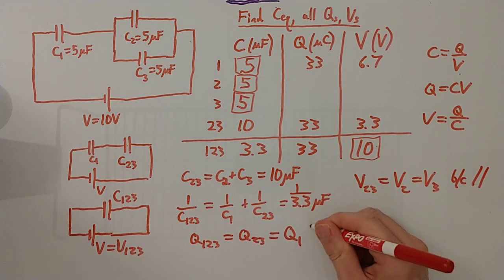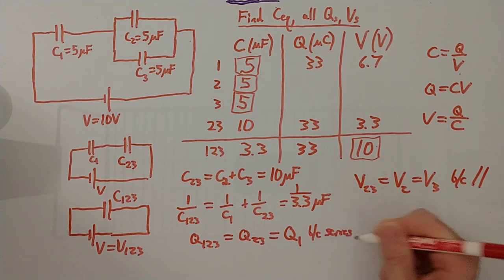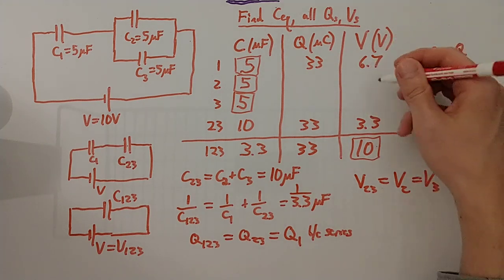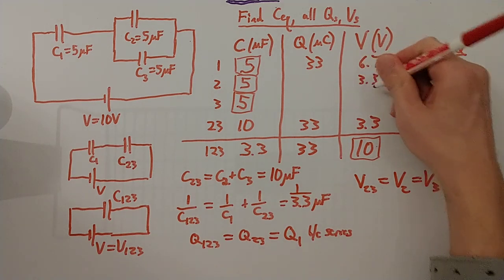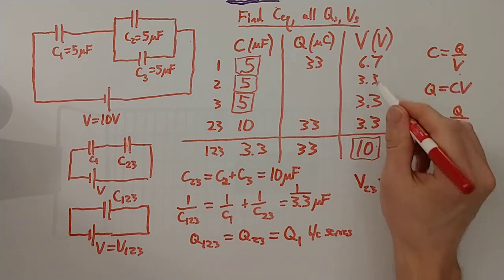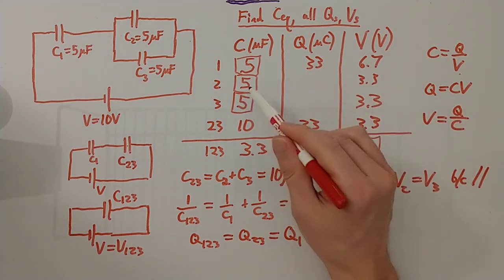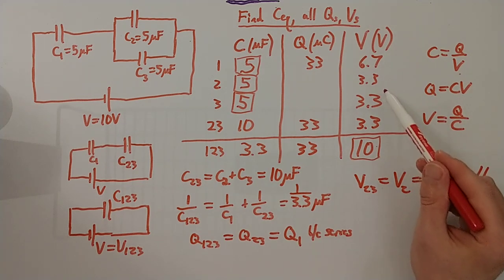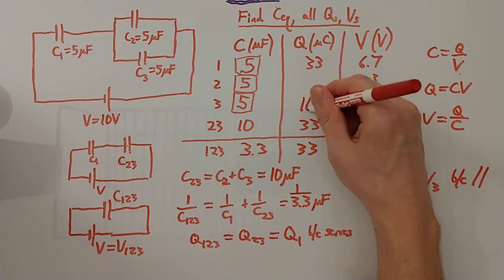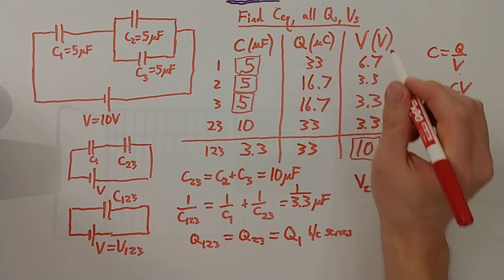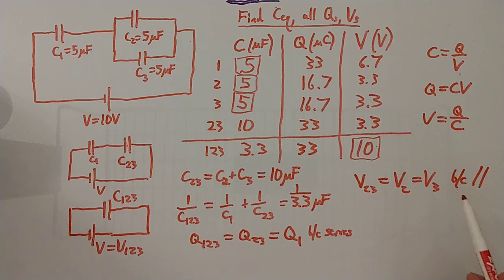This is because they're parallel, whereas the earlier case was because they were in series. All right, so if the potential here is the same, then we can fill in that this potential is 3.3, and this potential must also be 3.3. And now that we know the potentials and the capacitance, we can calculate Q, right? Q is C times V. So I can do 3.3 times 5, and I get 16.7 microcoulombs, and that'll be the same for both of them, 16.7 microcoulombs.